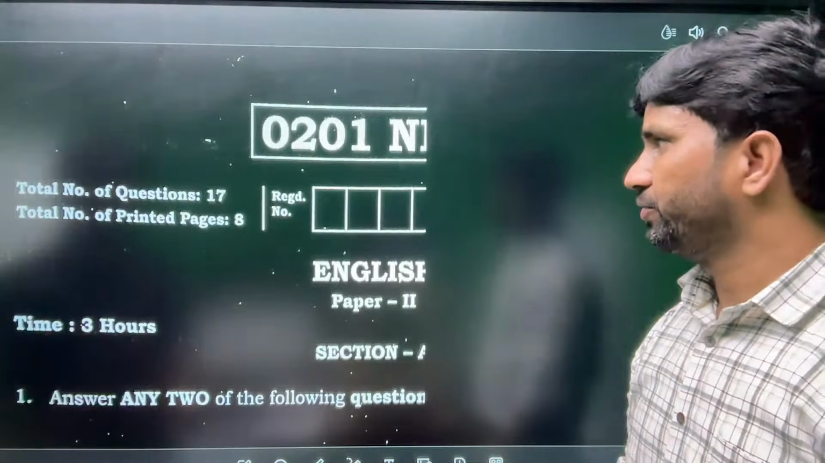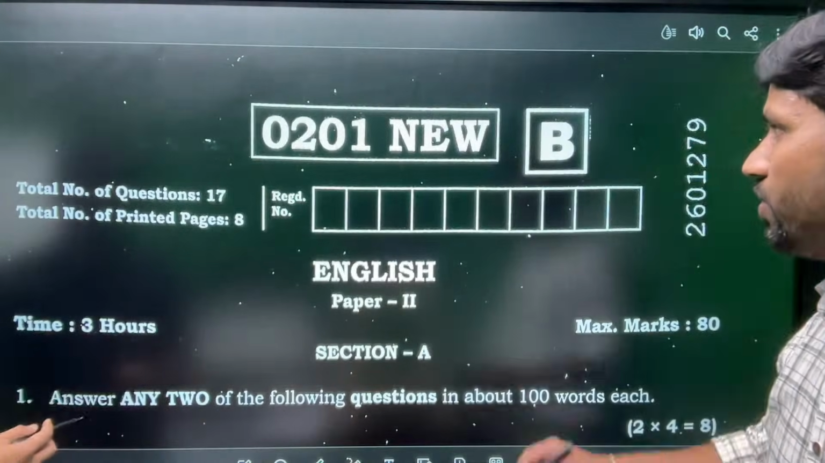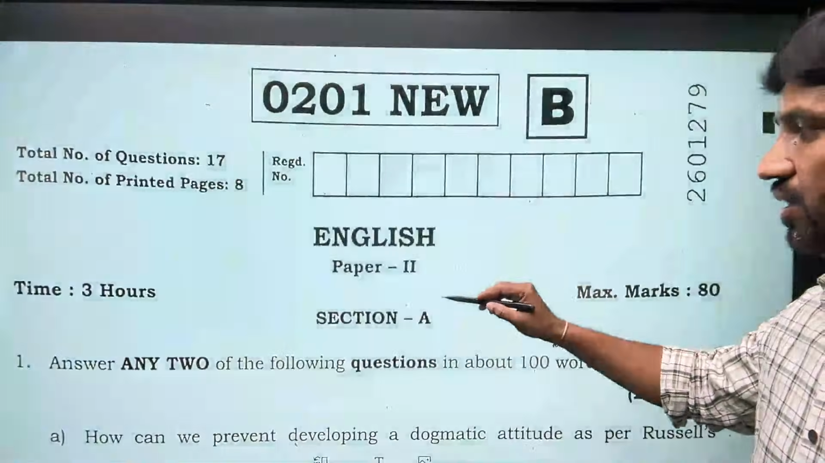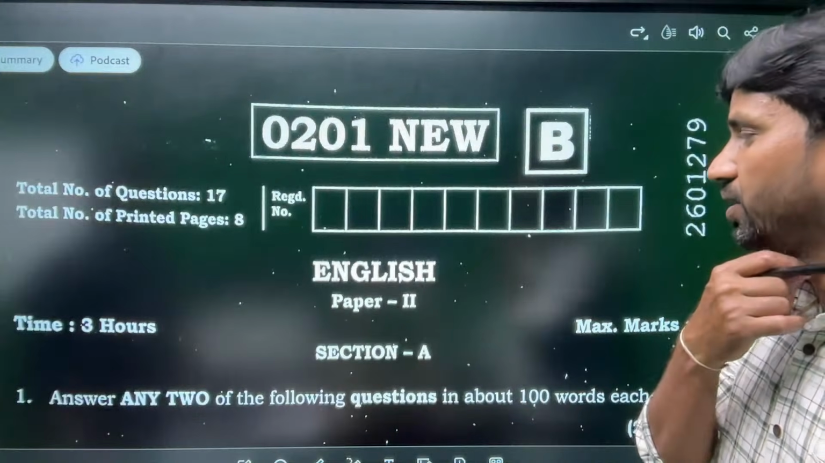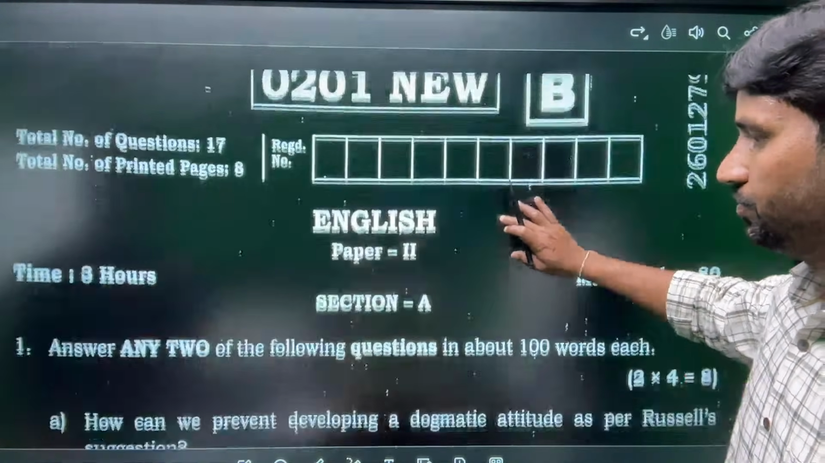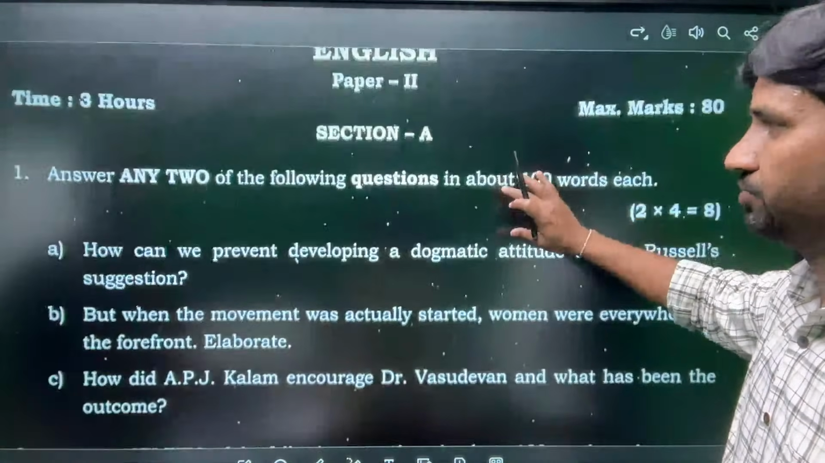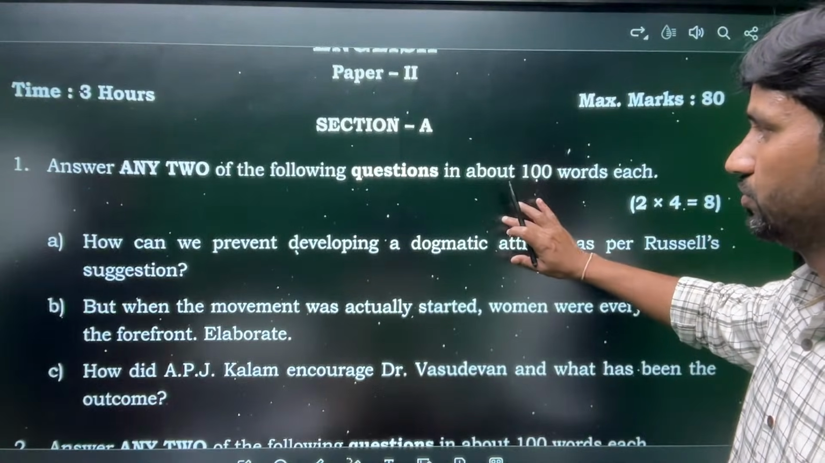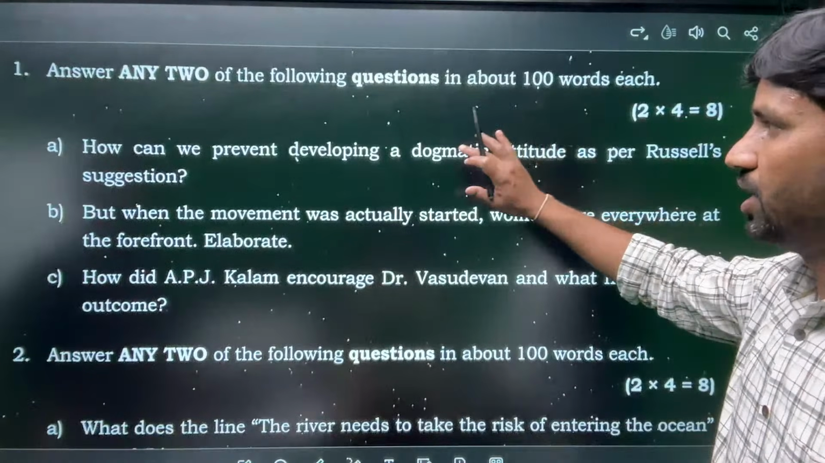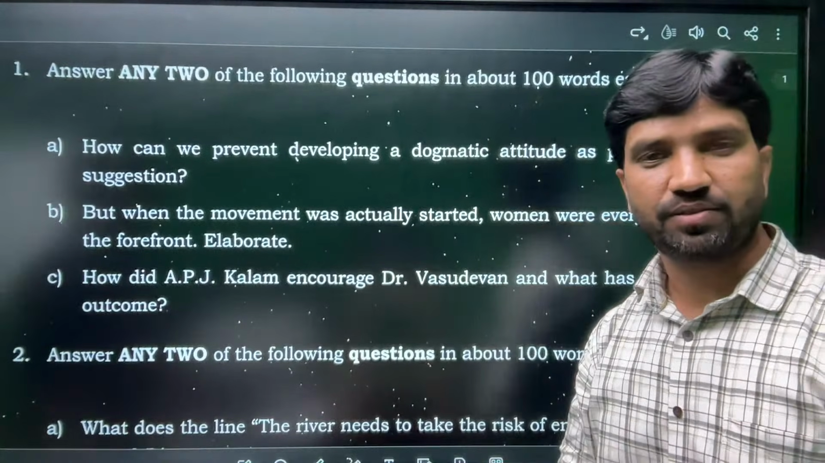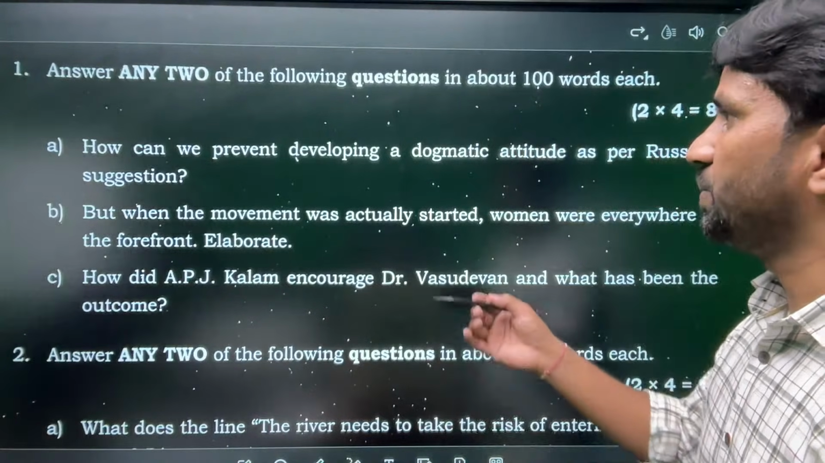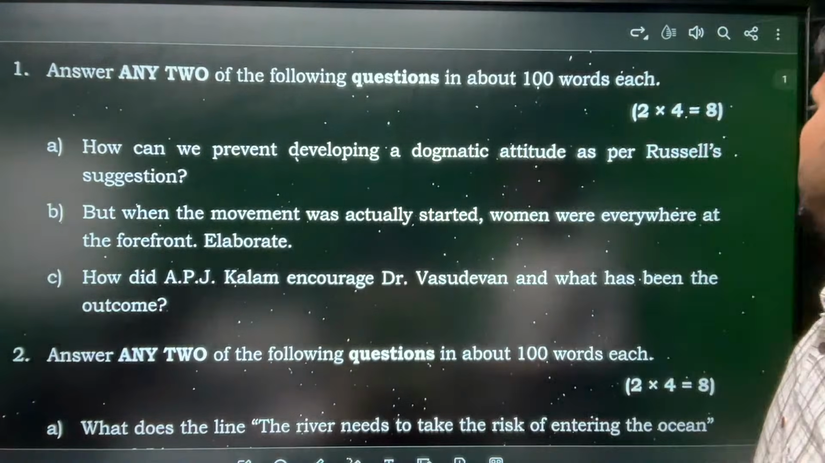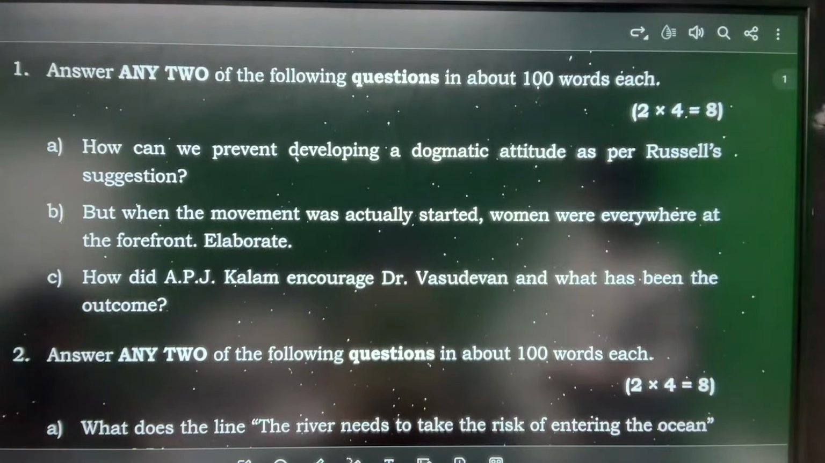Let us say we discuss the question paper first, and write and find all the answers from this question paper. Section A: these are all 3 questions from prose. So how to present your answers, the first one is then results, suggestions.